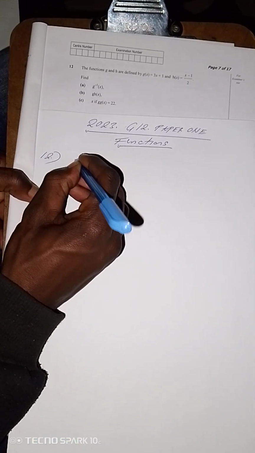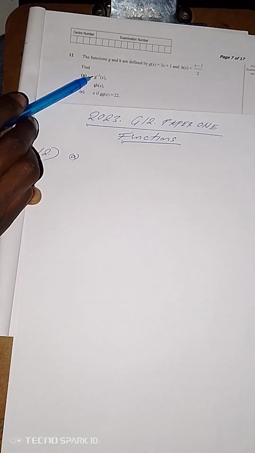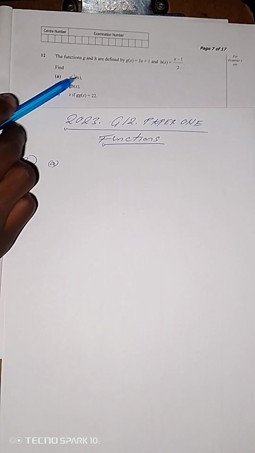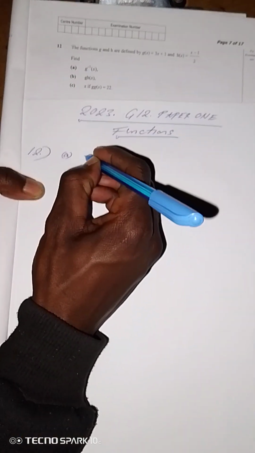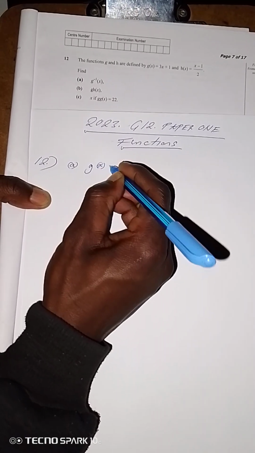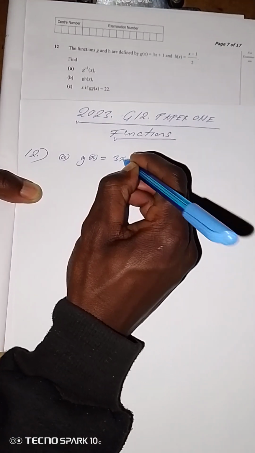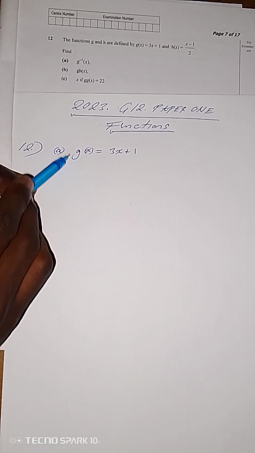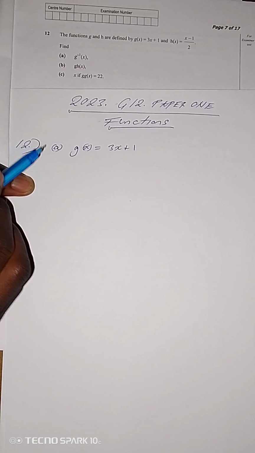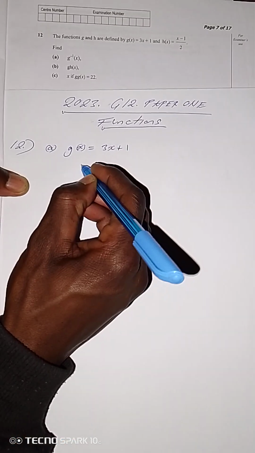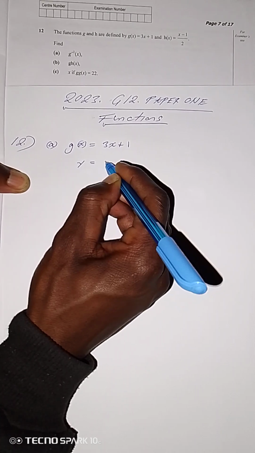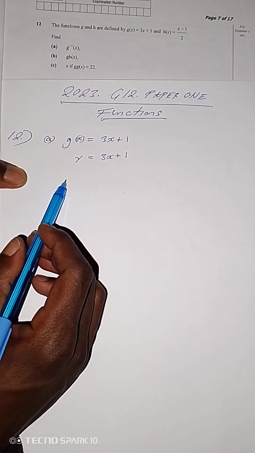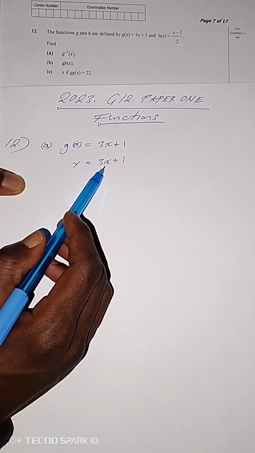So A, they are asking us to find the inverse. So you write the function for g first, which is g of x equals 3x plus 1. So to find the inverse, let g of x equals y. In other words, replace g of x with y. So y equals 3x plus 1. And then you solve for x, meaning x should remain alone.